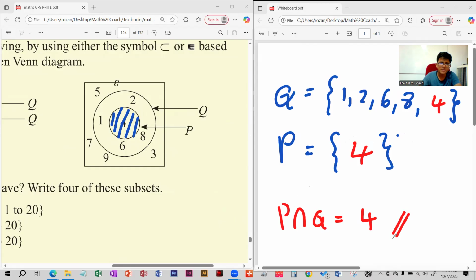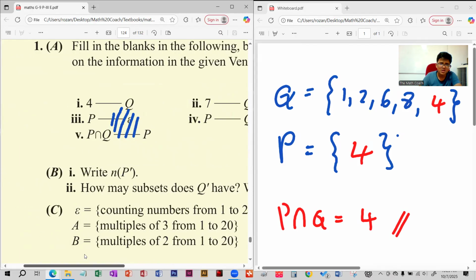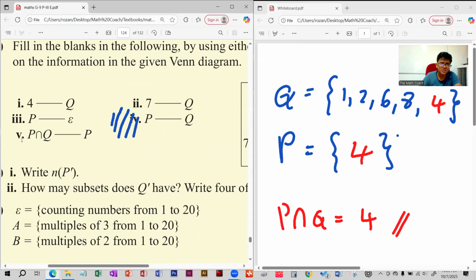Makes sense, right? Just like that, we can apply that and say P intersection Q and P. What do you think it is?